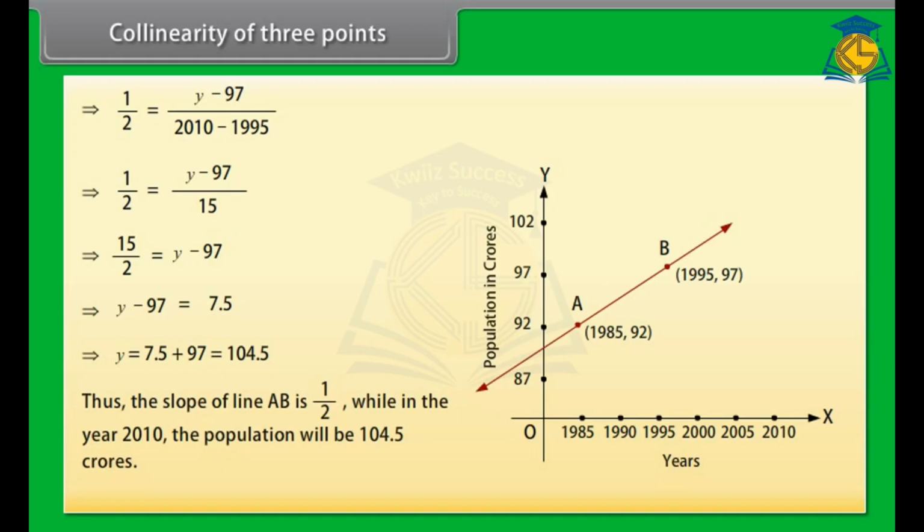Thus, the slope of line AB is 1/2, while in the year 2010, the population will be 104.5 crores.